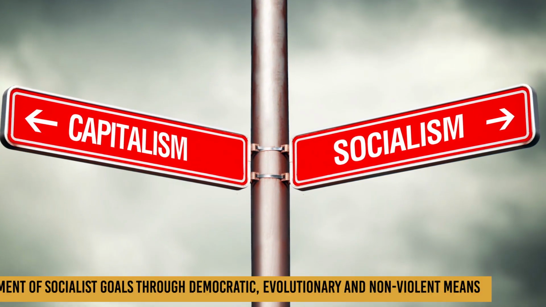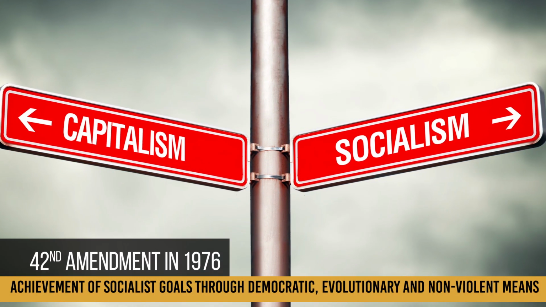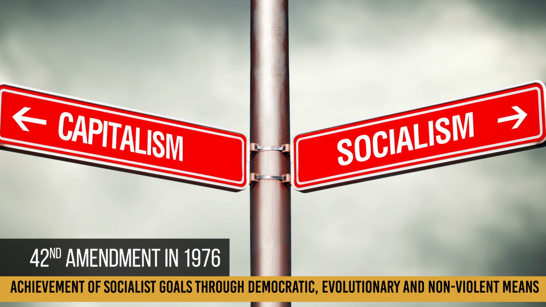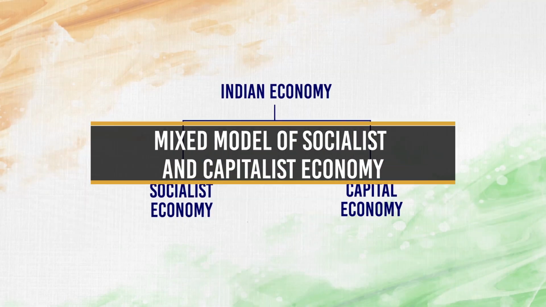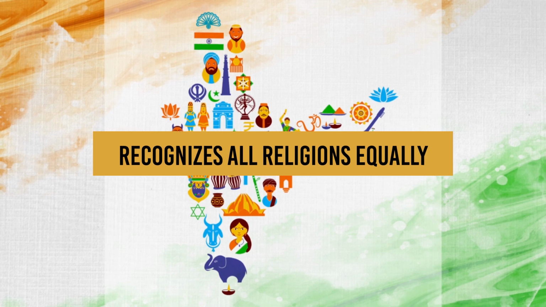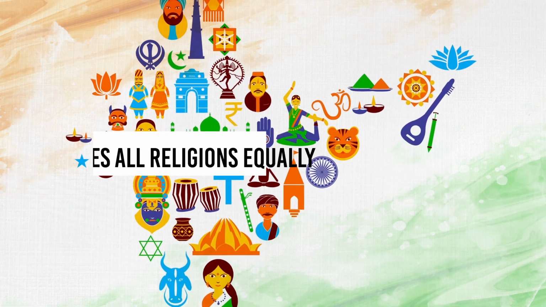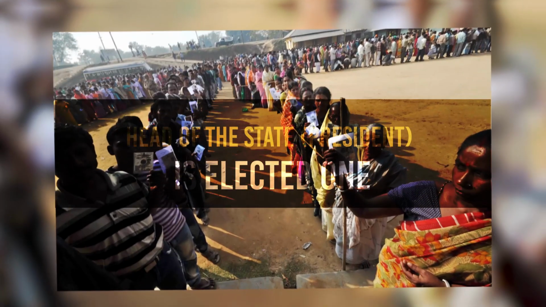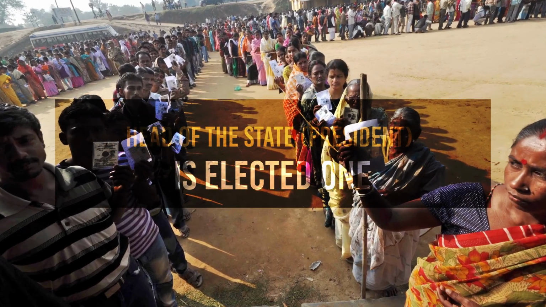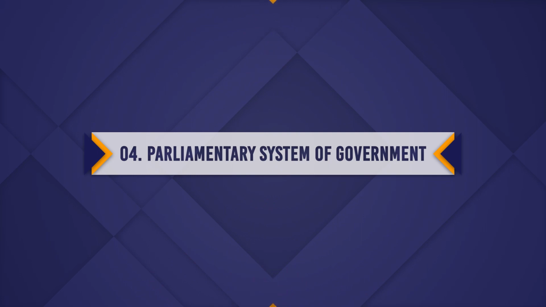The term socialist, added by the 42nd Amendment in 1976, means achievement of socialist goals through democratic, evolutionary, and non-violent means. However, India follows a mixed model of socialist and capitalist economy. By secular, it means it recognizes all religions equally without having any state religion, which is part of the basic structure. By republic, it means the head of the state, the president, is an elected one and not a monarch.